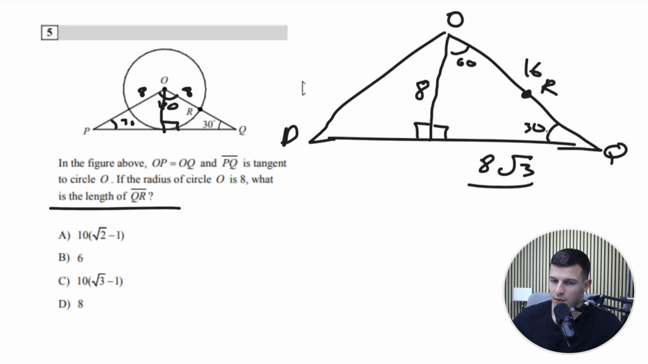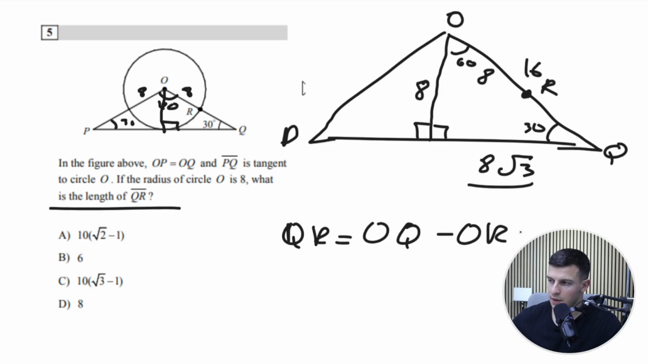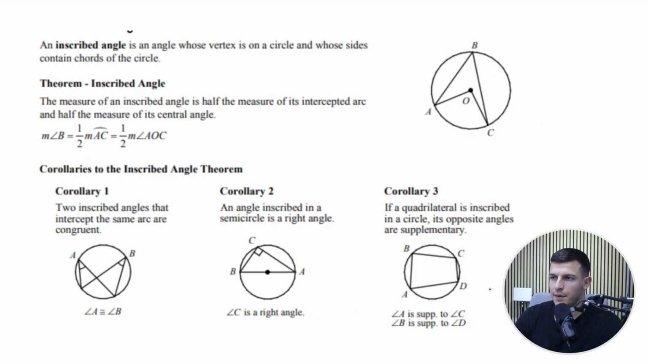I know that my radius is 8, so OR is 8, and OQ is 16, which means QR is going to be equal to OQ, which is 16, minus OR, which is the radius. That's going to be 16 minus 8, and that's going to be 8. All right, moving on, another important topic.